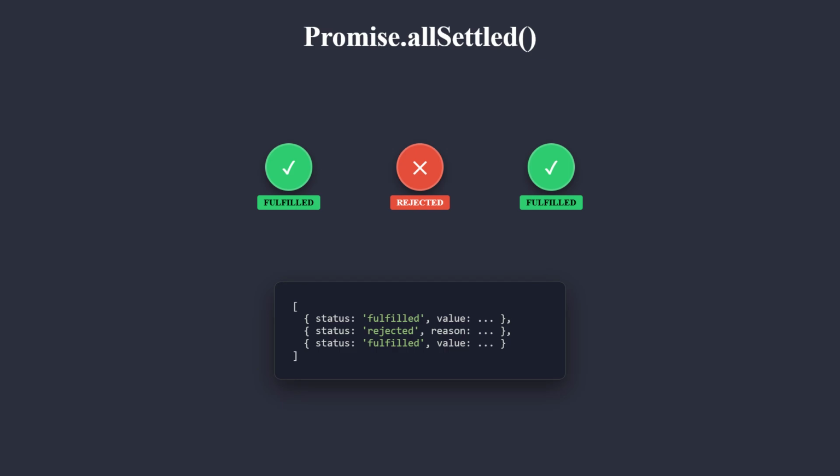This allows you to process successful results immediately afterward. You can log or ignore specific failures without halting the entire parallel execution block. Promise.allSettled is essential for non-critical background tasks where partial failure is acceptable.